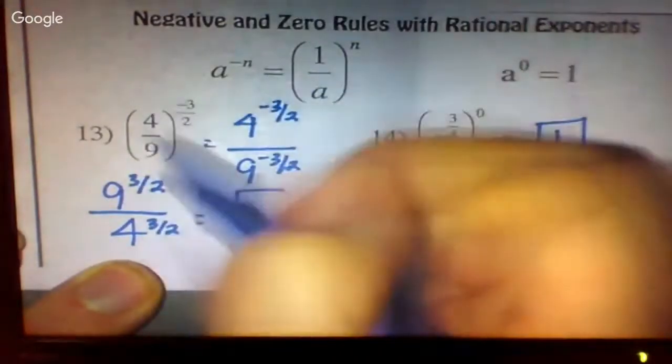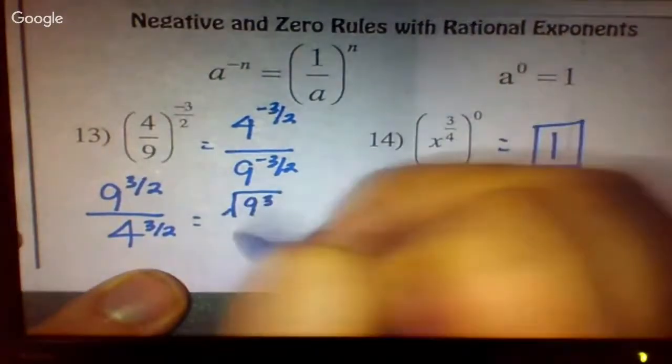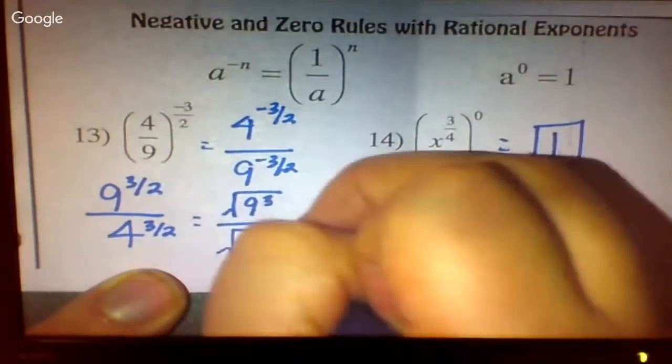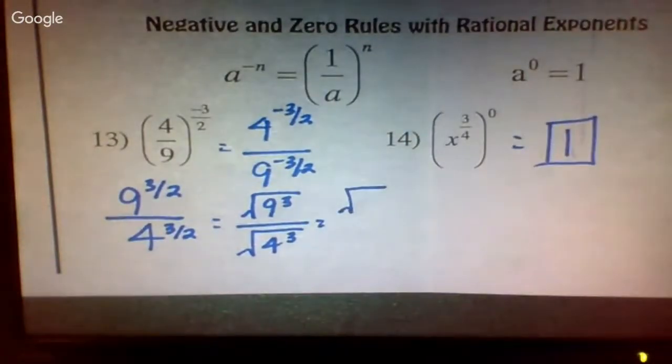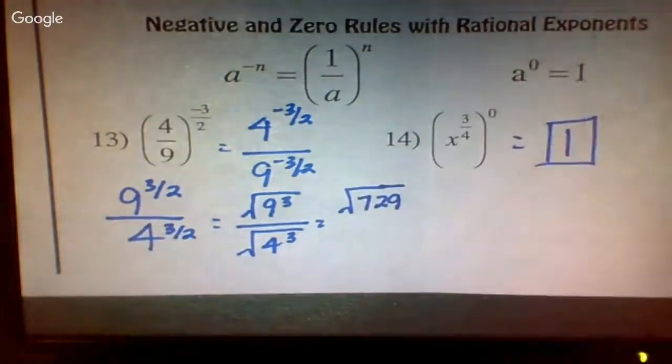So you have a 2 in the bottom, so your index is a 2, so it's the square root of 9 to the third. Divided by, again, your index is a 2, so the square root of 4 to the third. Last thing I want to do, what's 9 to the third power? 9 times 9 is 81. 81 times 9 is 729.